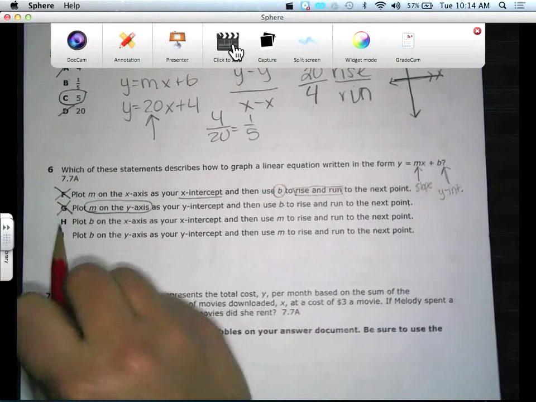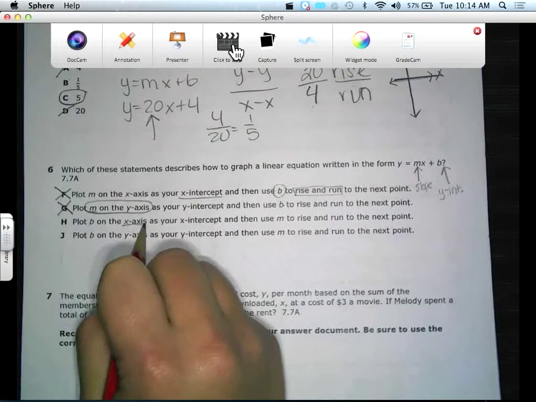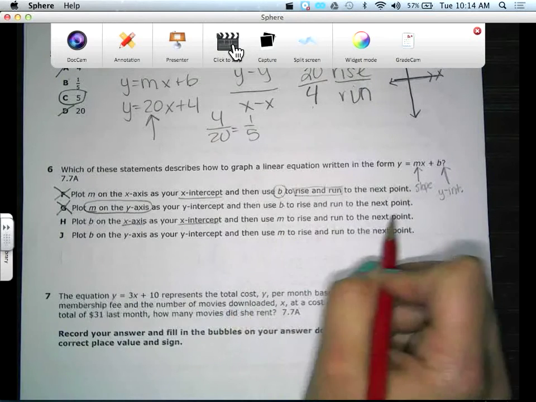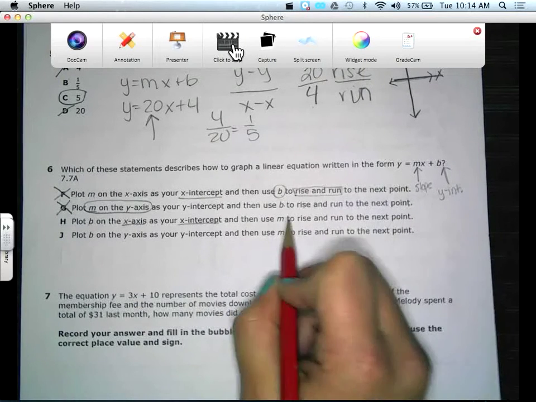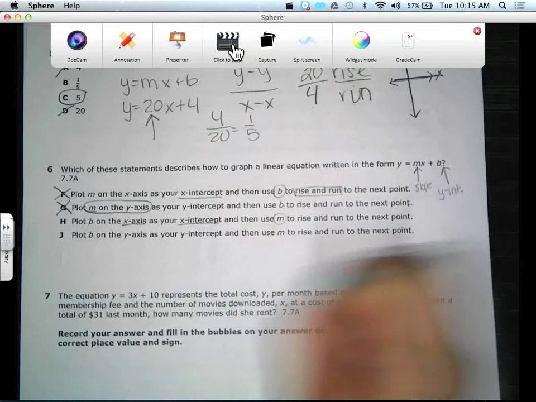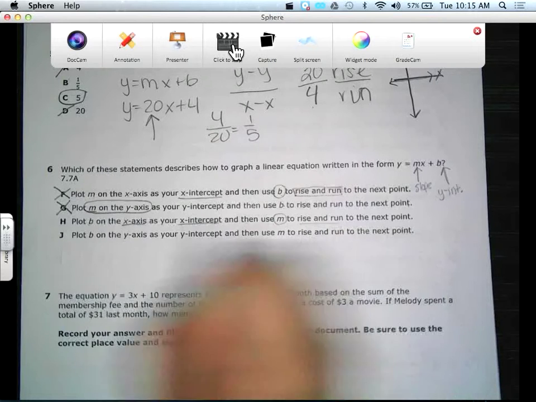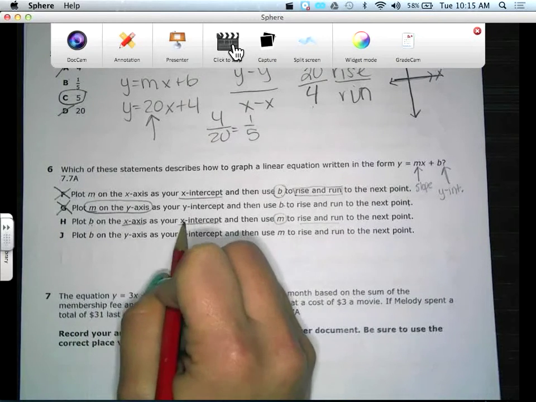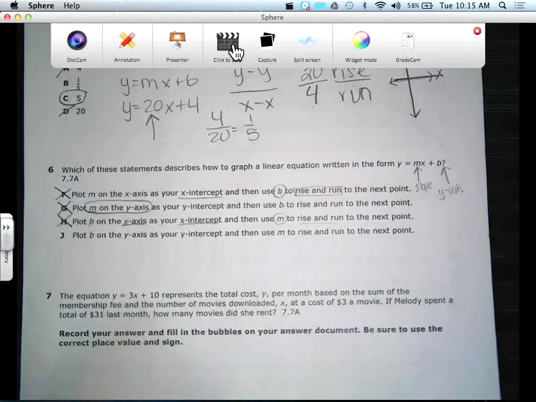H, plot B on the x-axis as your x-intercept, then use M to rise and run to the next point. M is definitely the slope, which is rise over run. However, when I look at B, this should represent the y-axis or the y-intercept. So that's what makes H incorrect.